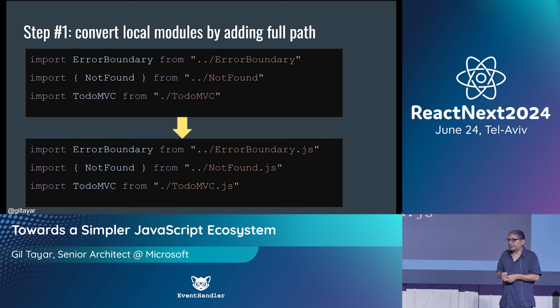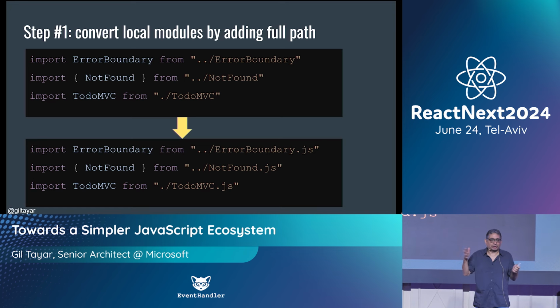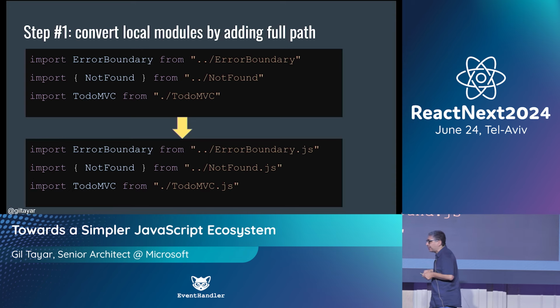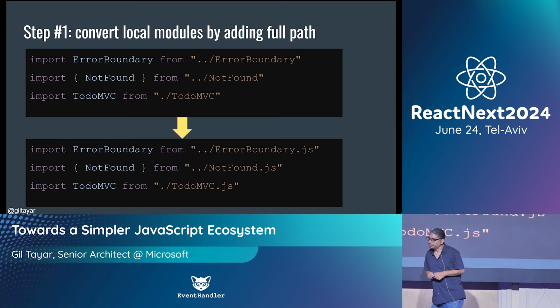Because browsers can't look at it and say, oh, there's no extension, let's add a .js. Browsers don't do that. They don't guess. So you have to tell it the exact path to the file. Easy, not a problem.